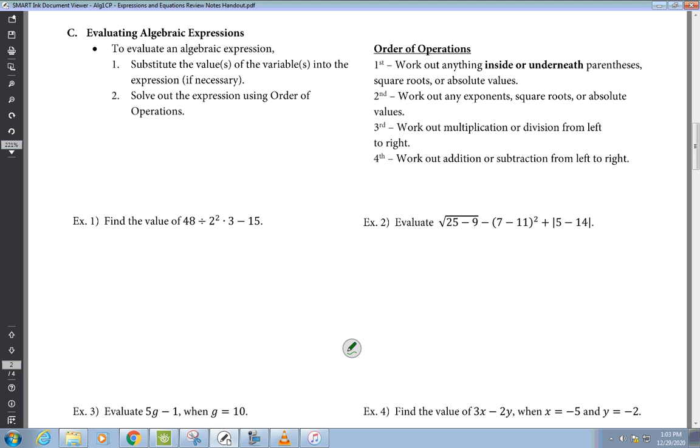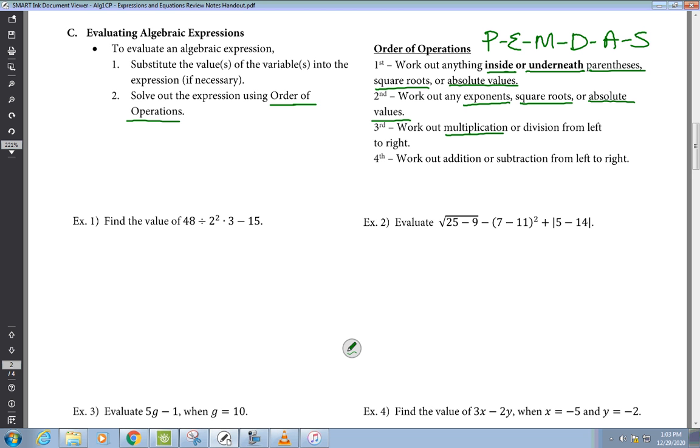Solve out the expression using the order of operations. So order of operations, you probably remember as please excuse my dear Aunt Sally. First step is your parentheses. So inside or underneath parentheses, square roots, or the absolute value. Then exponents. But exponents also includes square roots, and it also includes anything that is absolute value.